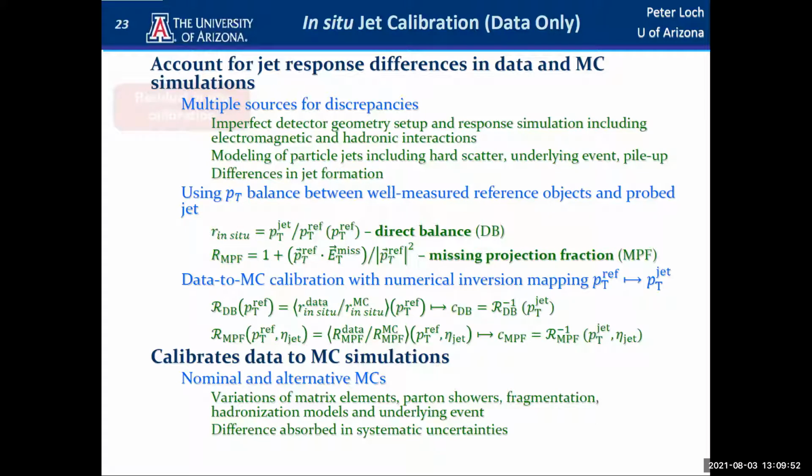Oh, I'm sorry, there's a ref there. There should be a jet there, I think. You can actually calculate the missing transverse momentum vector in the transverse plane of the event and project your jet transverse momentum on that. And this is called the missing projection fraction. I have to fix this formula. I have to remember that. Which gives you a nominal response of the whole system against the reference object.